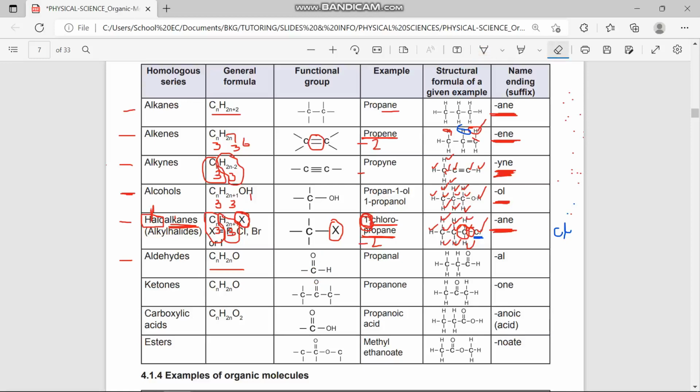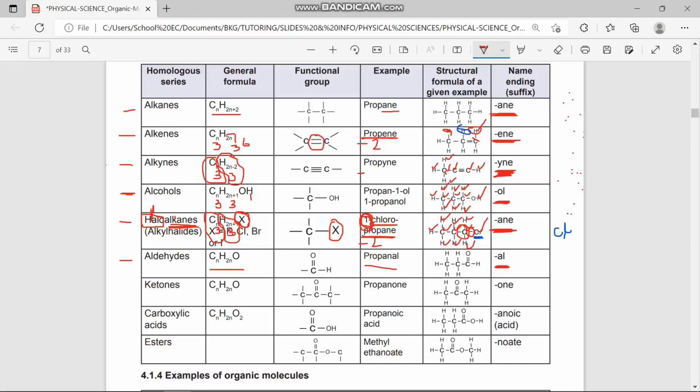Okay, so examples. We have propanol. To name it, propanol is our example, and we're going to get back to that quickly. Structural formula: as you can see, propanol, prop means three, so we have three C atoms. Using the general formula to verify that. The name ending is al, as you can see, propanol. It's al, ending in aldehyde.